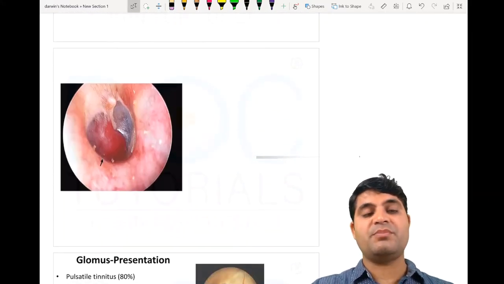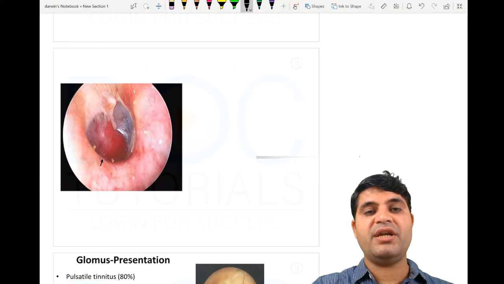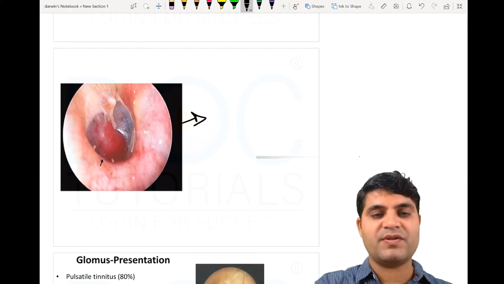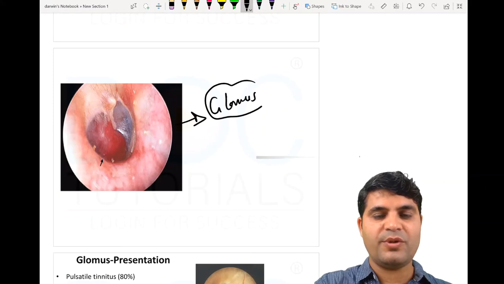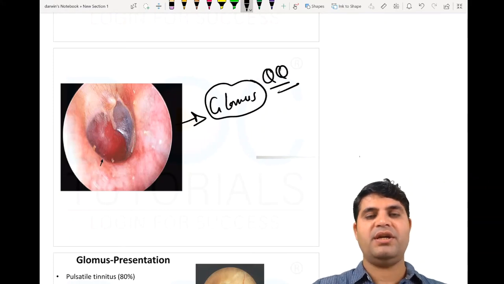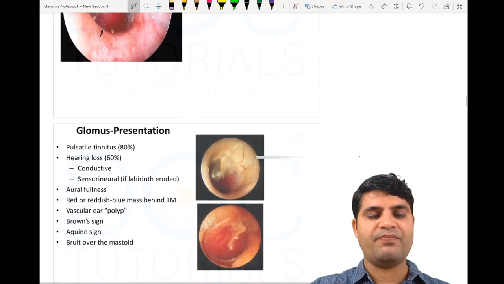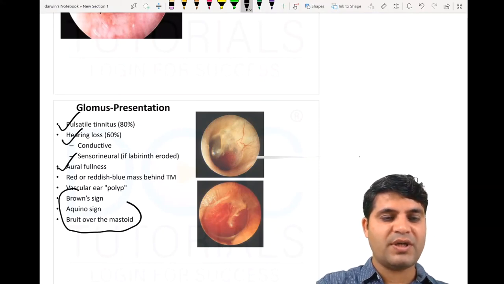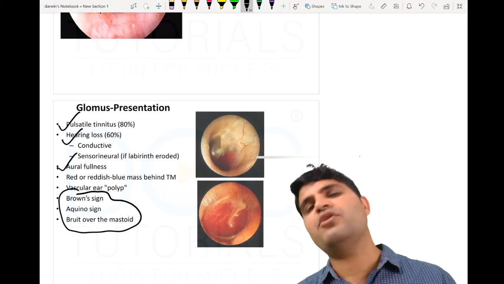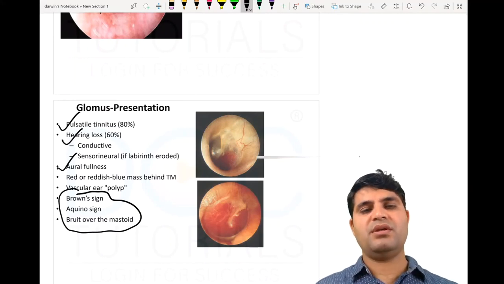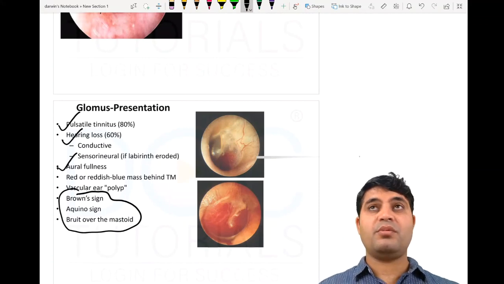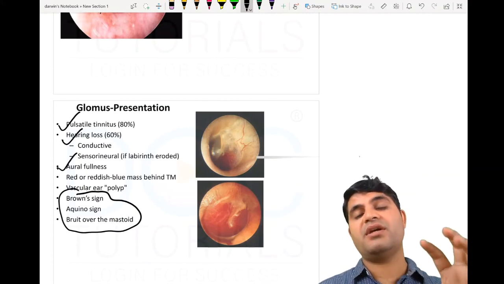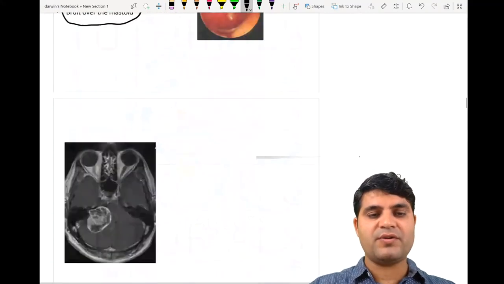Then this is something again very important, which is a reddish mass behind an intact tympanic membrane. So what is this? This is a glomus, a reddish mass behind an intact tympanic membrane. And you know that these are the important features: pulsatile tinnitus, hearing loss, ear fullness, Brown's sign. I hope everybody remembers these important symptoms. Clear? Glomus fills the middle ear cavity, so it is characterized by conductive hearing loss, right?